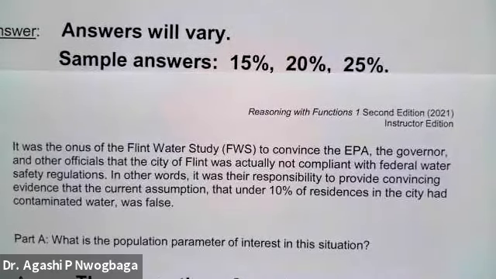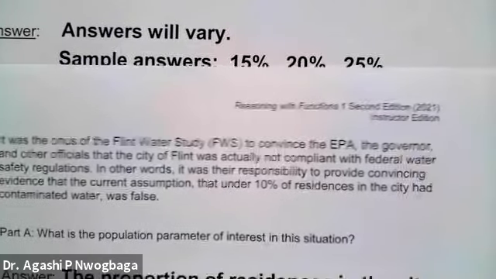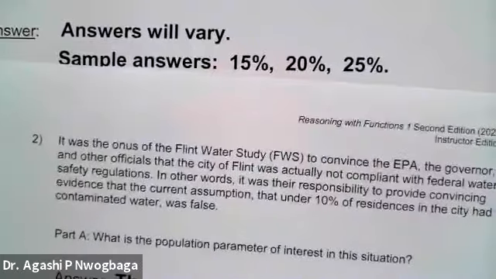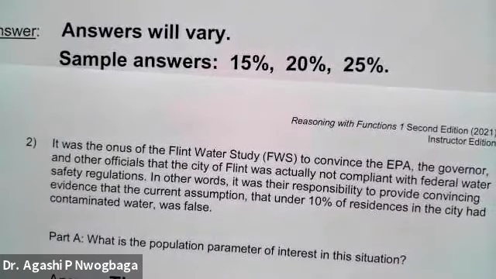2. It was the onus of the Flint water study, FWS, to convince the EPA, the governor, and other officials that the city of Flint was actually not compliant with federal water regulations. In other words, it was their responsibility to provide convincing evidence that the current assumption that under 10% of residences in the city had contaminated water was false.